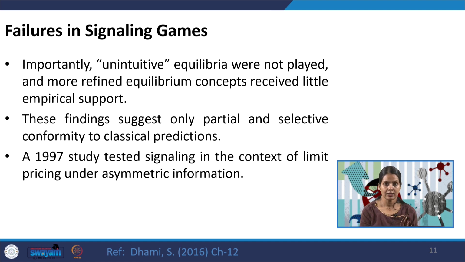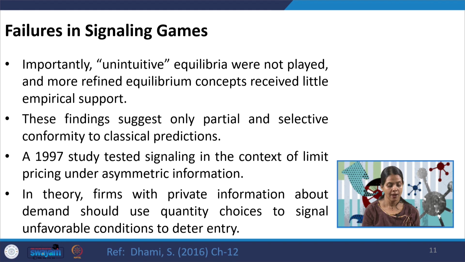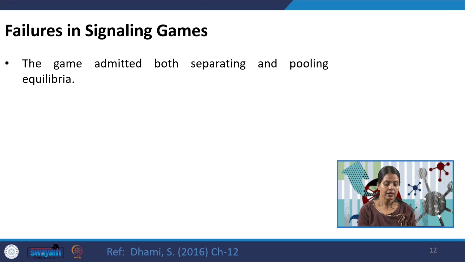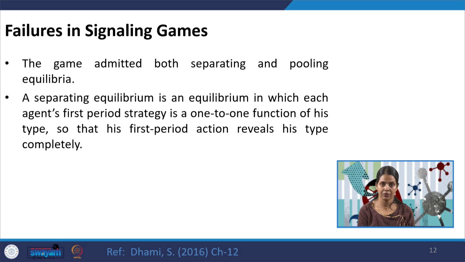A 1997 study tested signaling in the context of limit pricing under asymmetric information. In theory, firms with private information about demand should use quantity choice to signal unfavorable conditions to deter entry. The game admitted both separating and pooling equilibria. We are going to define them very briefly.